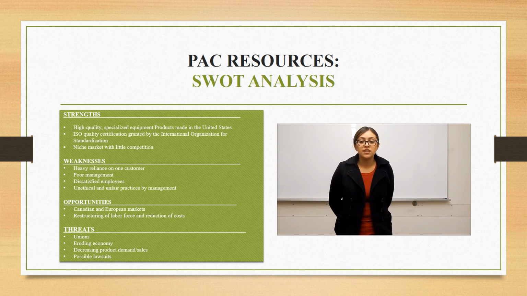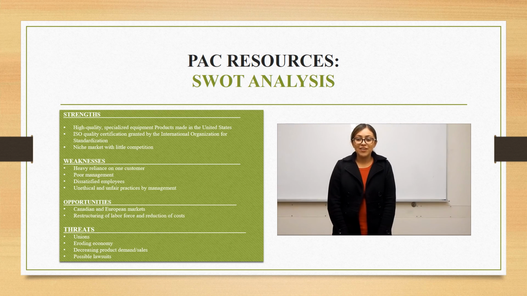For our first SWOT analysis, we observed PAC's resources and found several strengths, weaknesses, opportunities, and threats. Some strengths were high-quality specialized equipment, products made in the United States, International Standard Organization quality certified, granted by the International Organization for Standardization, niche markets or little competition. Some weaknesses were heavy reliance on one customer, poor management and leadership, unethical and unfair practices by management, dissatisfied employees. Some opportunities were Canadian and European markets, restructuring of labor force, and reduction of costs. Threats included unions, downturn in the economy, decreasing products demand, sales, possible lawsuits.